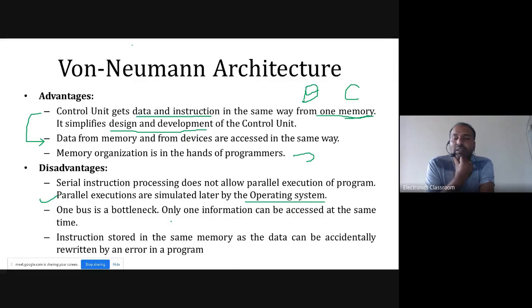The point I have discussed already is the one-bus bottleneck. What do you mean by bottleneck? I think in the first semester we have seen this, the von Neumann bottleneck.